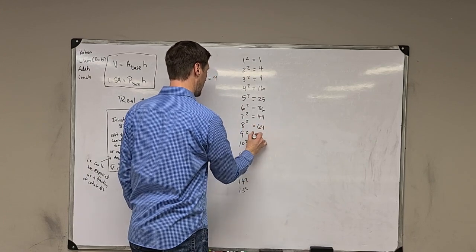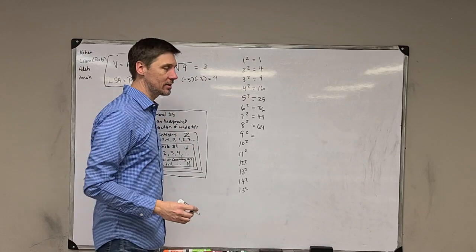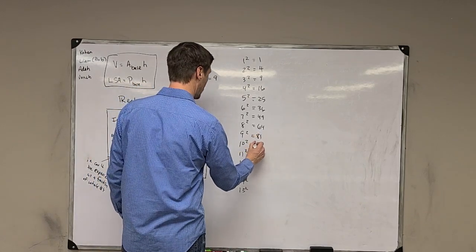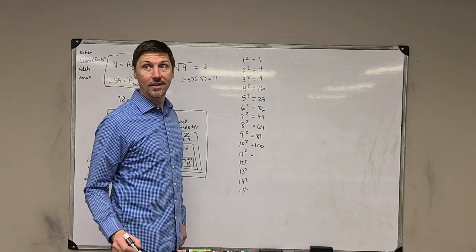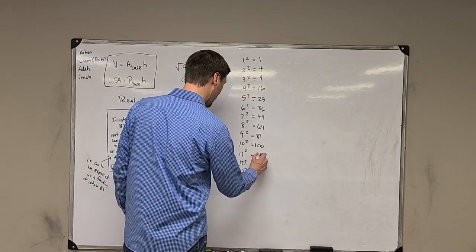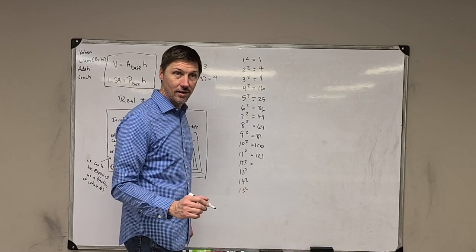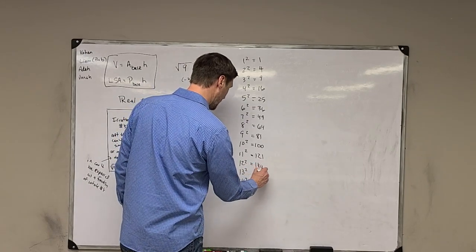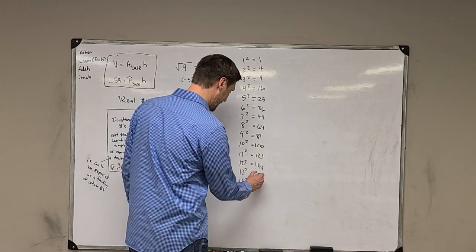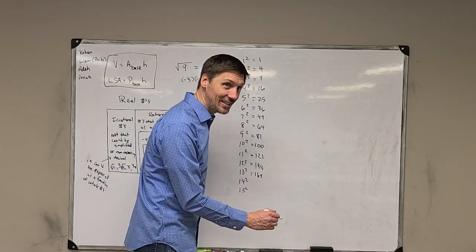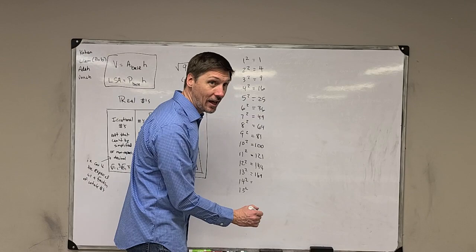Right now we're still in our times tables, right? 9 times 9 is 81. 10 squared is 100. 11? 121, that's right. What about 12? 144. 13, this is where it starts getting shaky. 169. Did you just have that one memorized? Did you? What about 14?